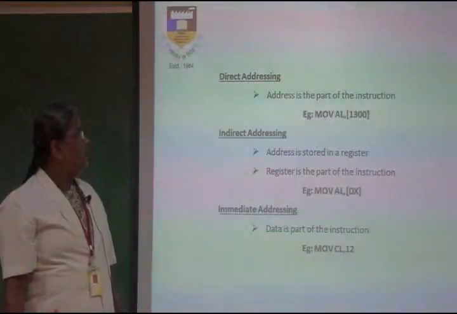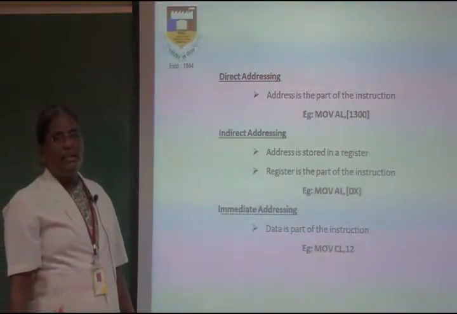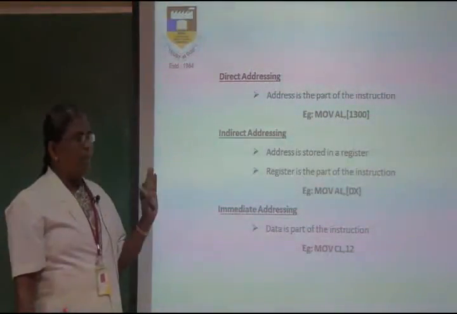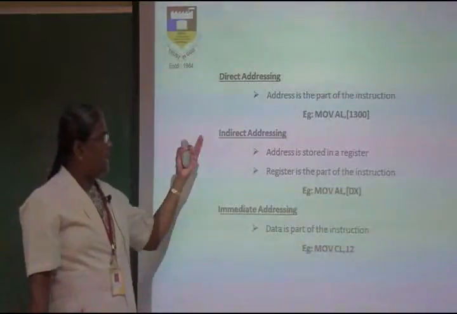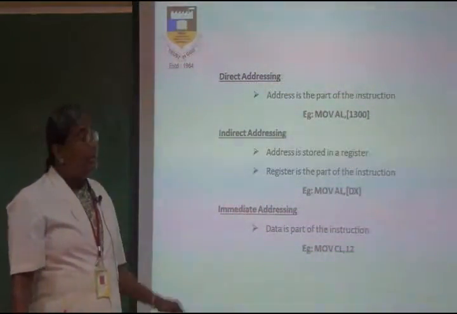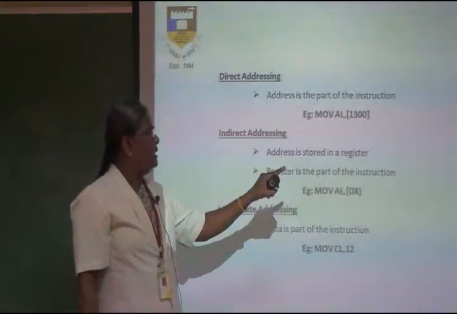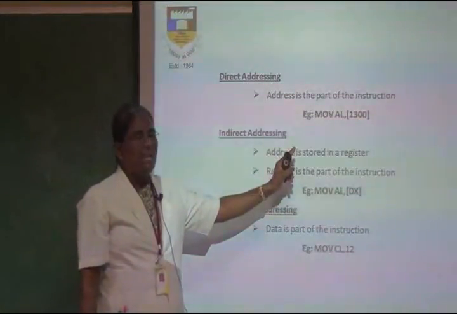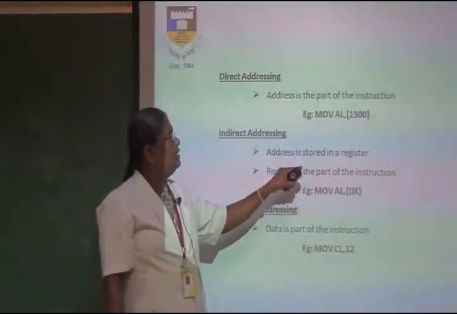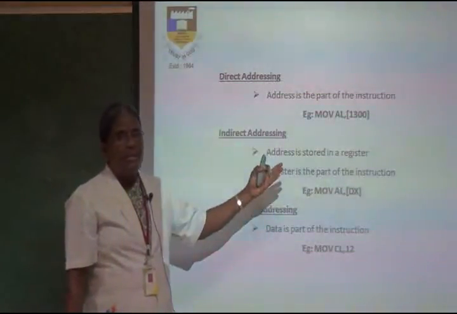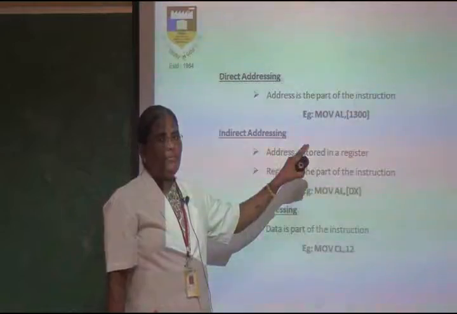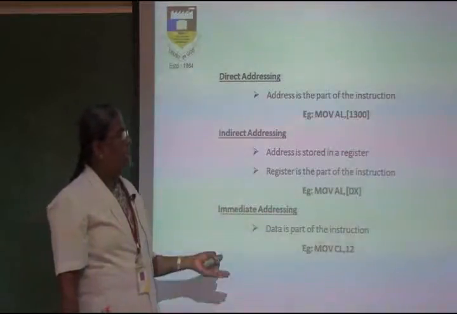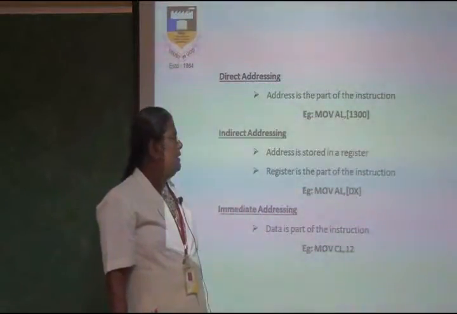First one is direct addressing. Direct addressing means the address of the data is given in the instruction itself, as a part of the instruction. For example, MOV AL, [1300] means the contents of memory location 1300 is transferred to the AL register. If it is 16-bit data, MOV AX, [1400]; the address should be specified inside the parenthesis. Similarly for addition, ADD AX, [1300], like that we can go.